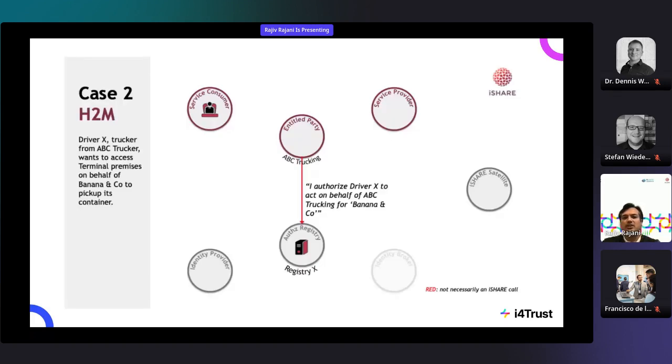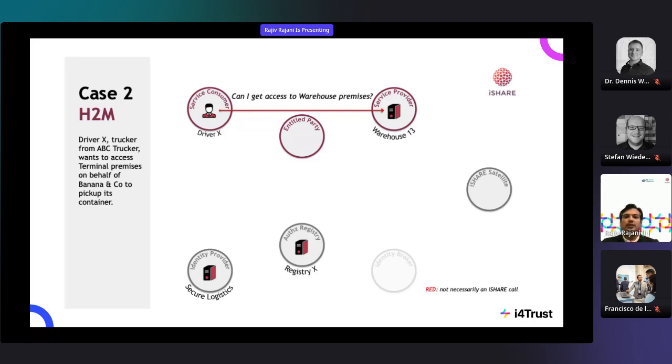Now, for simplicity's sake, we are storing both Banana and Company and ABC Trucking Company, both are using Registry X as their authorization registry. However, both parties can use different authorization registries if they choose to, right? So in this case, ABC Trucking Company is now adding an authorization for its own driver, that is driver X, that it can act on behalf of ABC Trucking Company for Banana and Company. So whatever rights Banana and Company has given to ABC Trucking, ABC Trucking Company authorizes driver X to also have the same rights, basically.